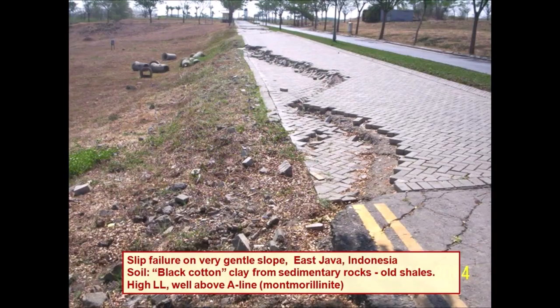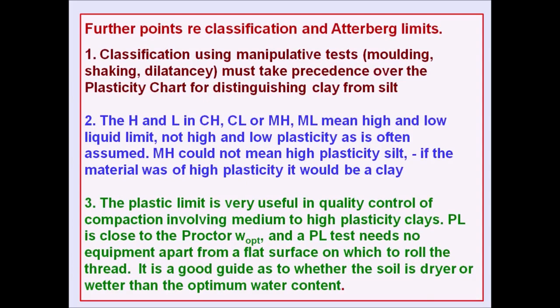In contrast, have a look at this one here. This is a flat area where the weathering process produces these black cotton clays, or these black clays, very predominantly with the clay mineral montmorillonite. And there you've got a very gentle slope, but you've still got a slope failure on a very gentle slope. As I've said there, this is in East Java, Indonesia. The soil is of the black cotton variety, coming from old shales, high liquid limit, well above the A line, containing montmorillonite. Moving on from the usefulness of the plasticity chart, I'll just make these comments.